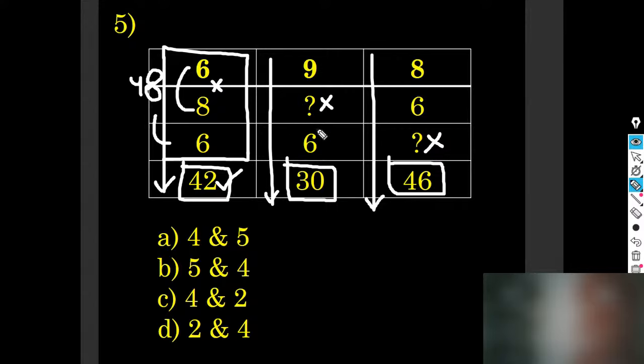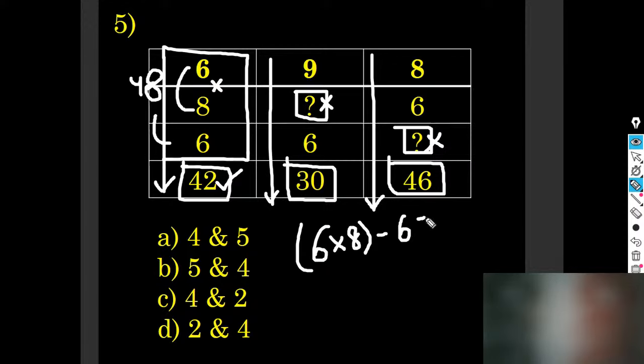So based on the same logic, which number comes in place of the question mark, here and also here? Yes, that is the logic. 6 into 8 minus 6. Option C. Okay, let us check. Yeah, 48 minus 6, which is 42.